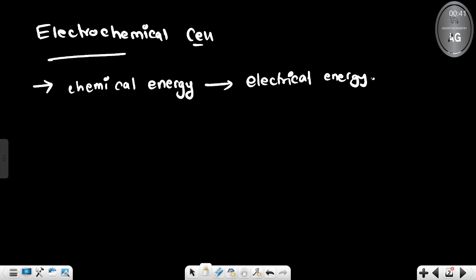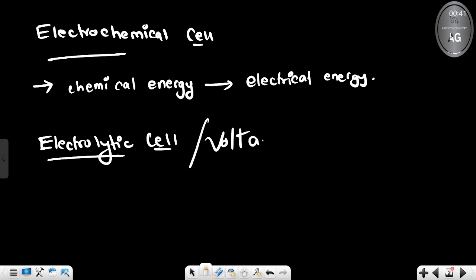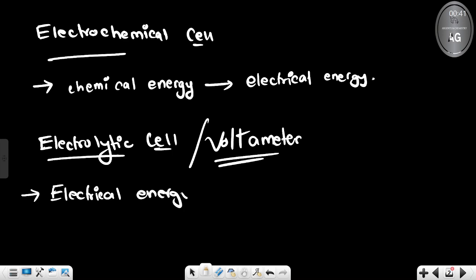This is the electrochemical cell. On the other hand, we have the electrolytic cell, which is also called a voltameter. The letter is very important, because if you miss it out, it becomes a voltmeter, which is not in chemistry but in physics. The electrolytic cell does the opposite: if you give it electrical energy, it gets converted to chemical energy. But we will study more about the electrochemical cell and not the electrolytic cell. This is just a basic introduction of the chapter. You need not know much about this.